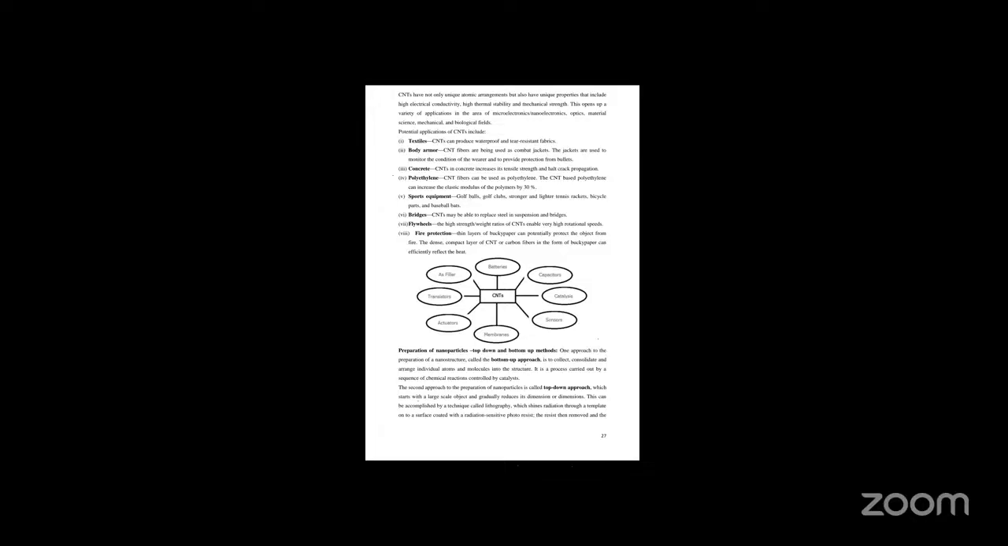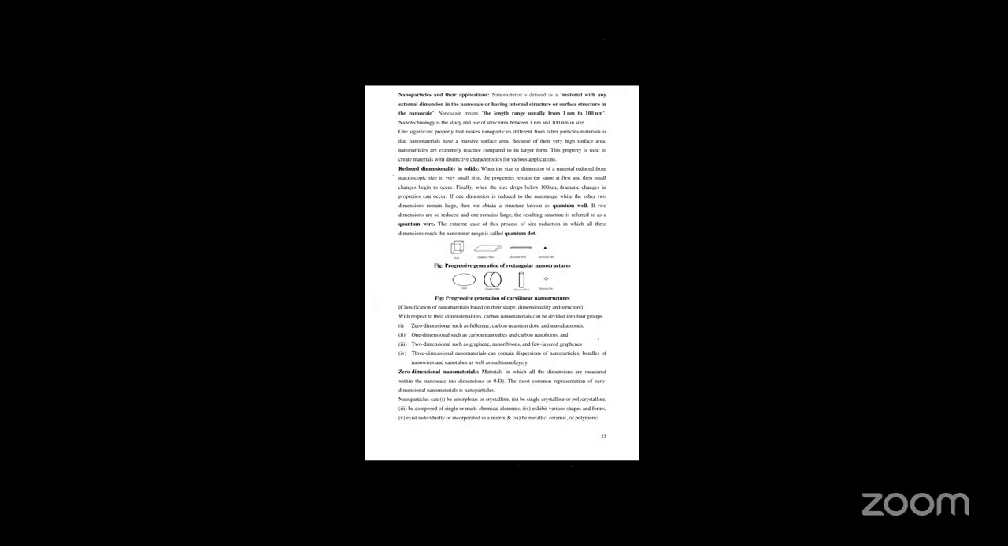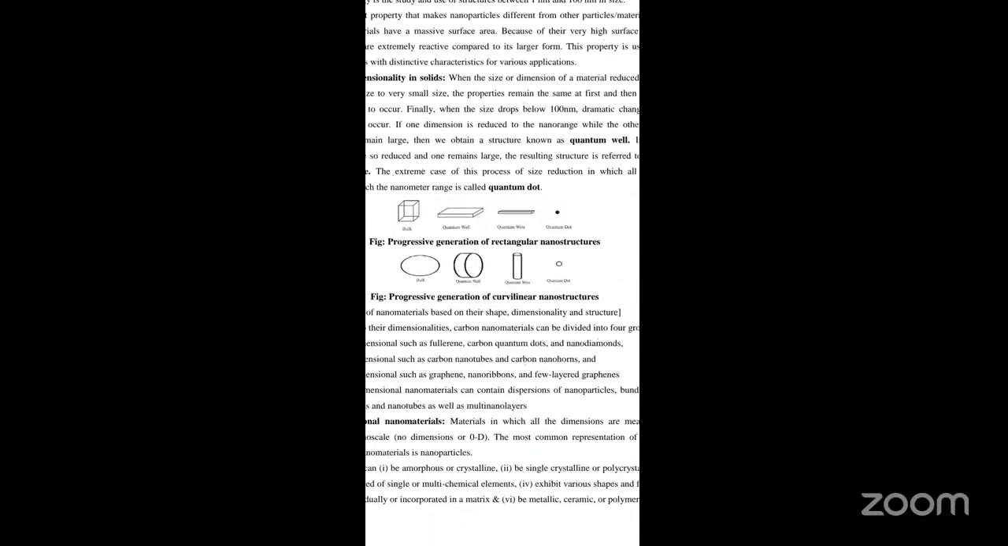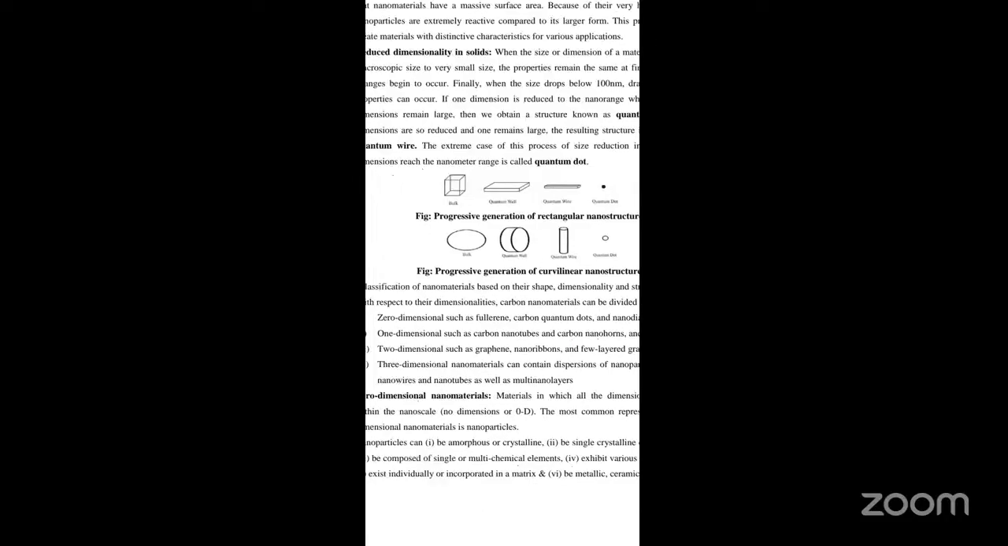Now, you just have to see what is meant by dimensionality of solid materials: zero dimensions, one dimension, two dimensions, and three dimensions. Three dimensions means all three are out of the nano range. That is bulk material, which we have to consider.